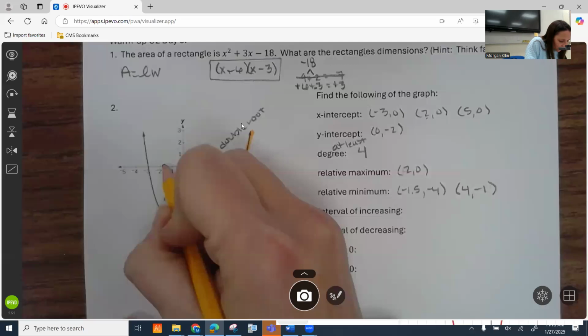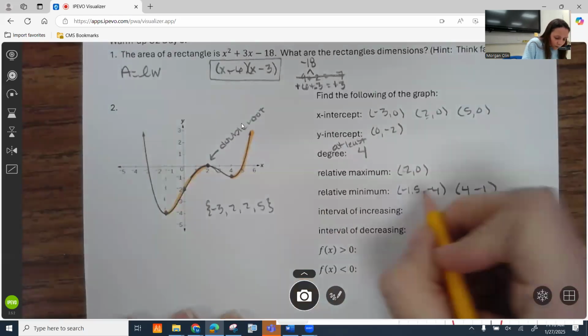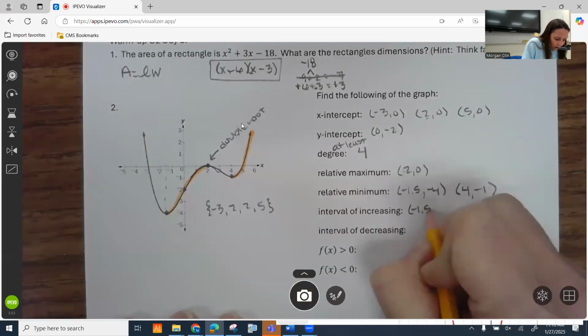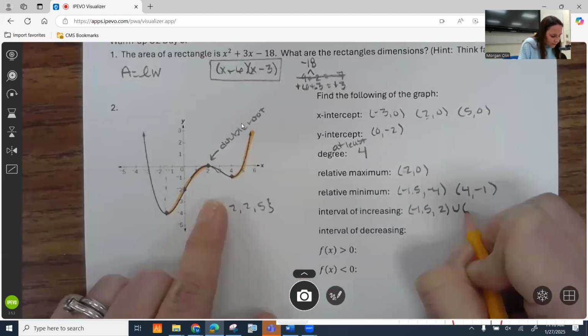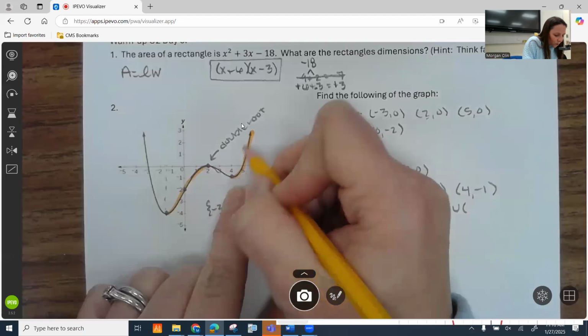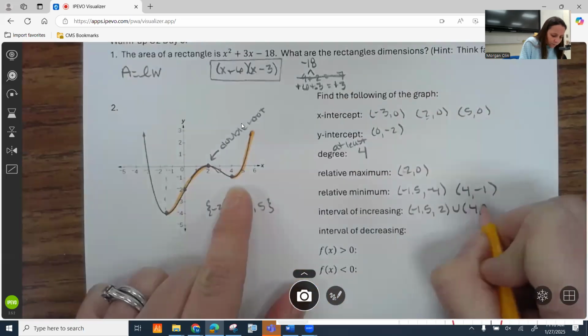You're using your x values. We said that's at -1.5, to this x value, which is 2. You put a union symbol because I have a second interval, and that's from 4 to infinity.